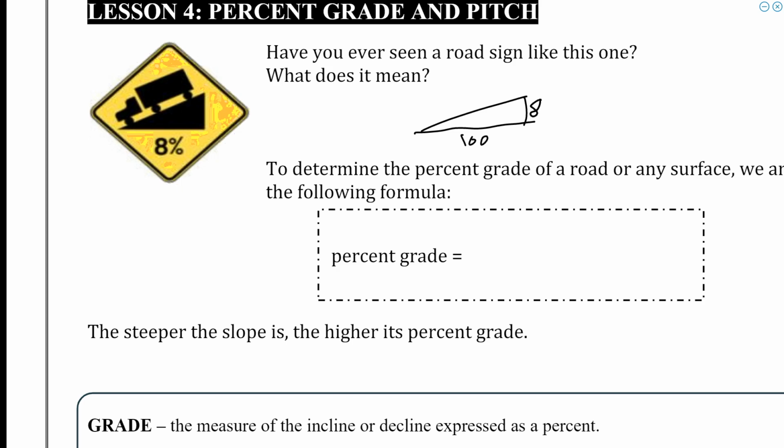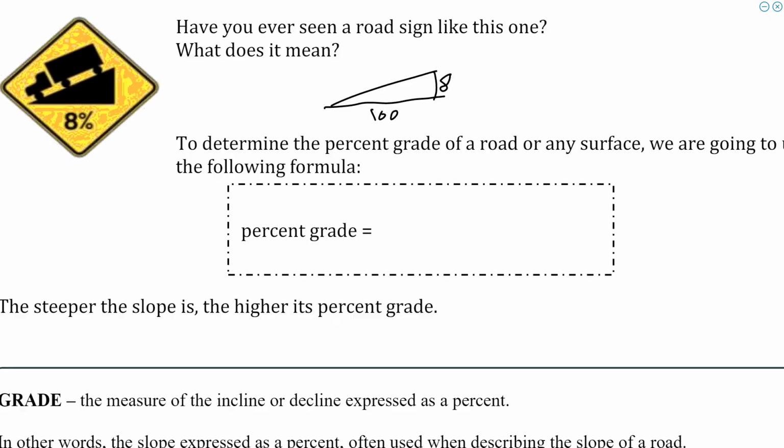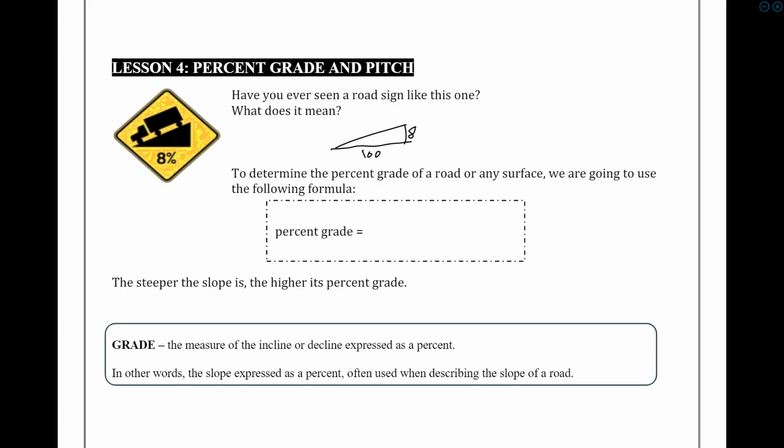So to find percent grade, we're basically just asking what's the rise out of the run, and then times 100. Rise out of run times 100%. And if the slope is higher, it's got a higher percent grade.